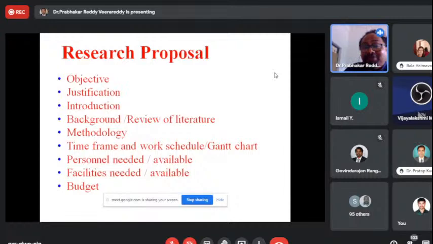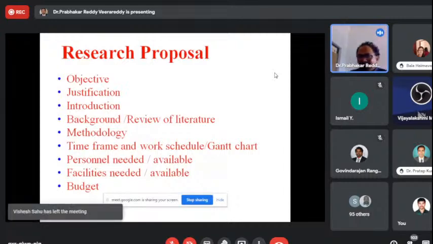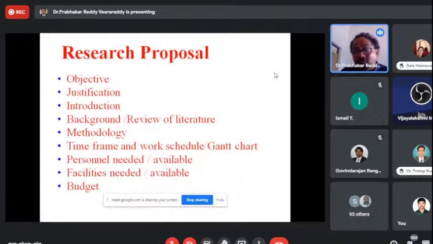Methodology, time frame. Remember, you want to complete in 1 year or 2 years or 3 years maximum. Work schedule, personnel needed. Do you want to work alone or keep one research student? Facilities needed. Already you have UV, you have this and that. Only go for new instruments like HPLC or LCMS or GC or FTIR. Don't go for basics, they will not give. And the budget: depending on the budget, start with 10 lakhs, and if it's a good project, you can go up to 1 crore also.